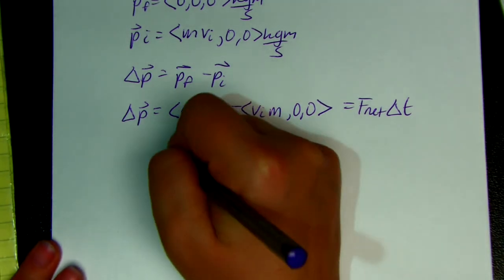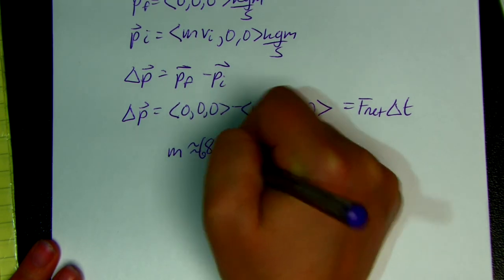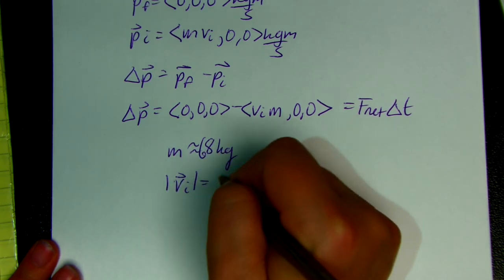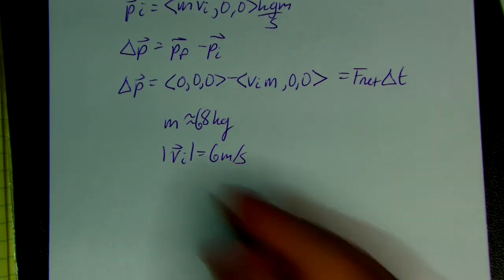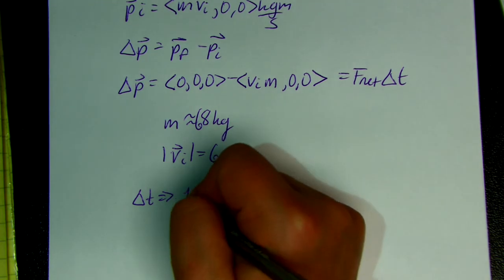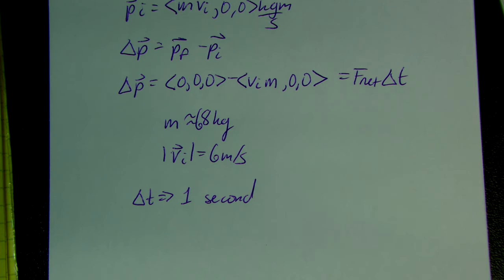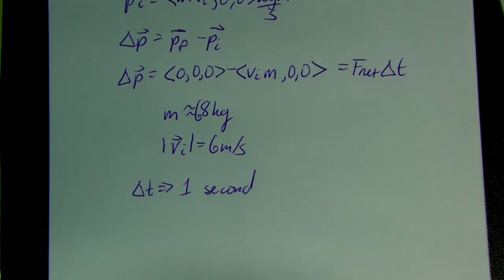Let's say the mass is approximately 68 kilograms for both students, and the initial speed is 6 meters per second. Could we do an estimate for t? Let's hold off to the side that maybe we could estimate 1 second, and let's see if that's reasonable. To go after what's reasonable, we want to think about maybe a different way. We could go after time.